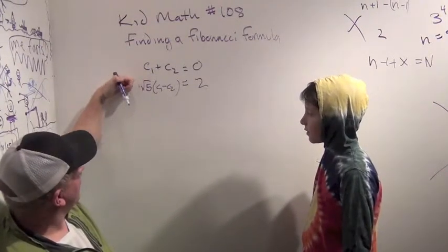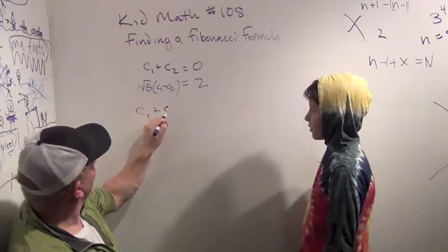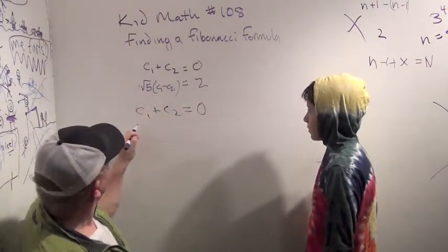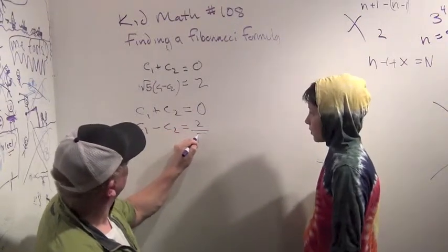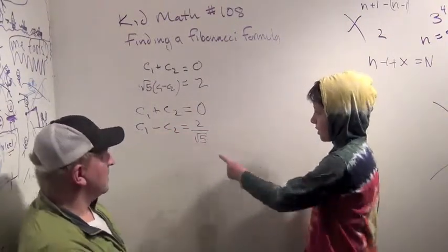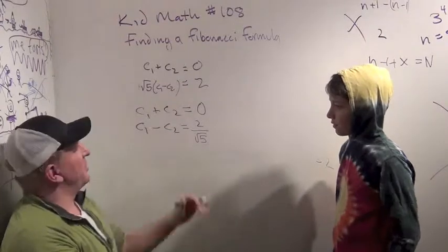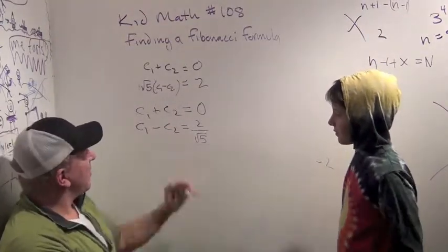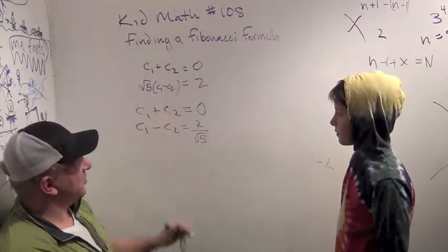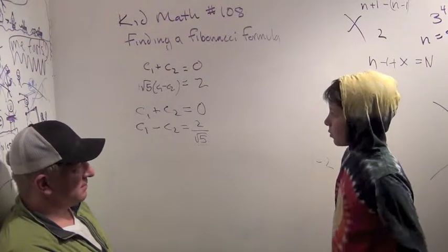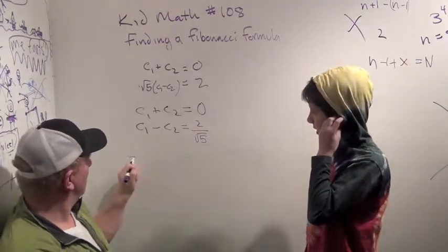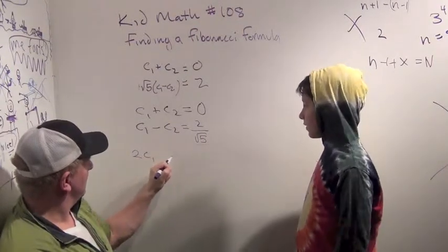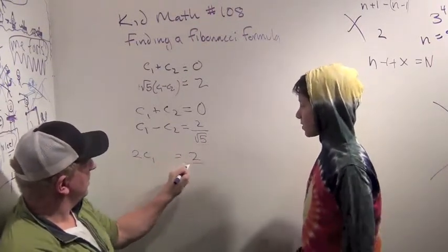So now I'm going to have C1 plus C2 equals 0, and C1 minus C2 equals 2 over the square root of 5. Maybe we should rationalize this. Let's just leave it. Too complicated. Now I have a pretty simple system of equations. What do I do to solve this? You can add them. Okay, what do I get? You get 2C1 equals 2 over the square root of 5.